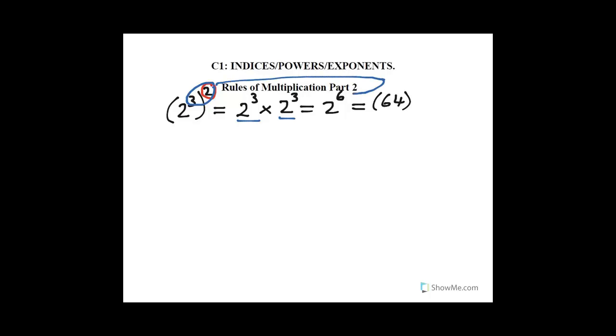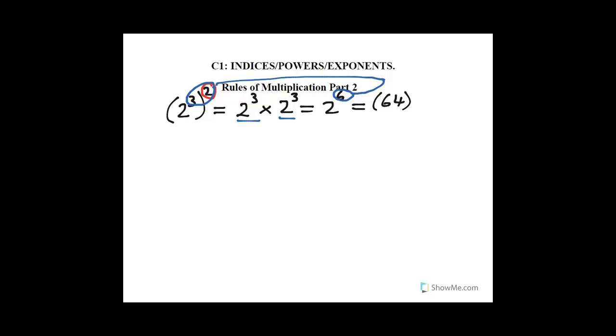Now if you remember, this power here is telling us to multiply the 2 cubed by itself twice. And from the first rule or law of multiplication, if the base is the same, we add the powers. So it's 2 to the power of 3 plus 3 is 6. And if we wanted the answer, it would be 64. So it would seem that if we multiply 3 by 2, we would get this 6 here.